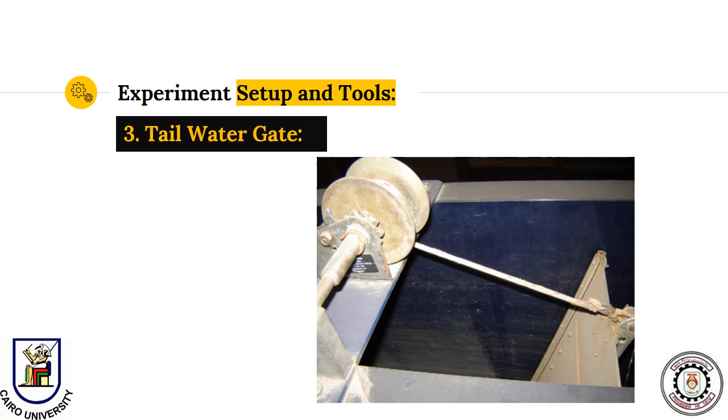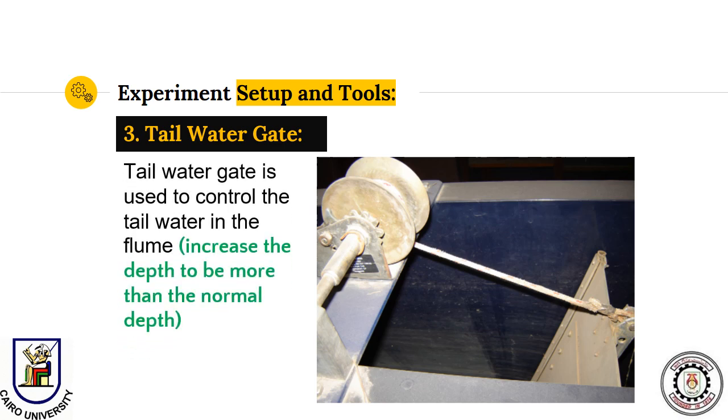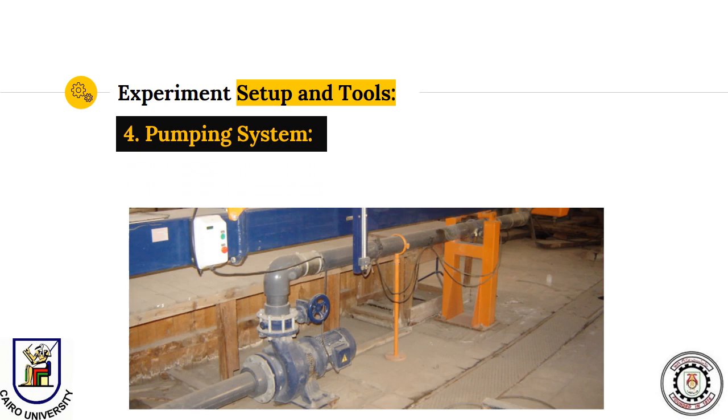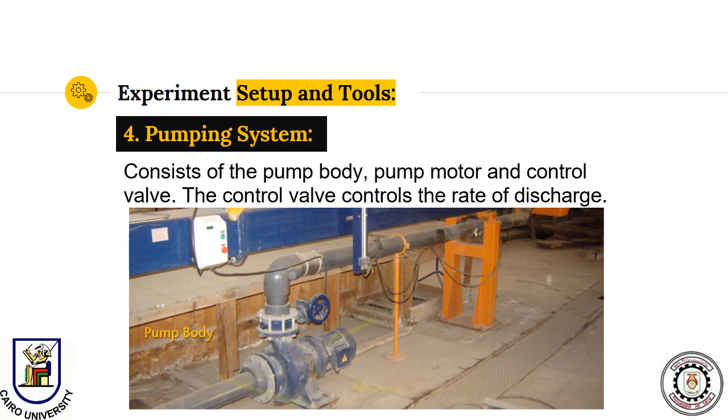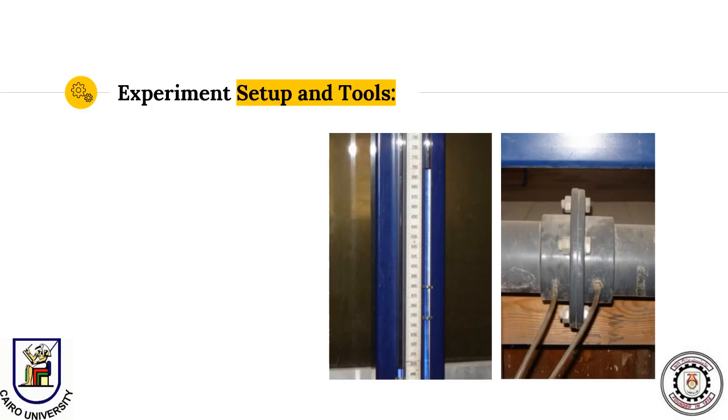3. Tailwater gate. Tailwater gate is used to control the tailwater in the flume, to increase the depth to be more than the normal depth. 4. Pumping system. Consists of the pump body, pump motor and control valve. The control valve controls the rate of discharge.